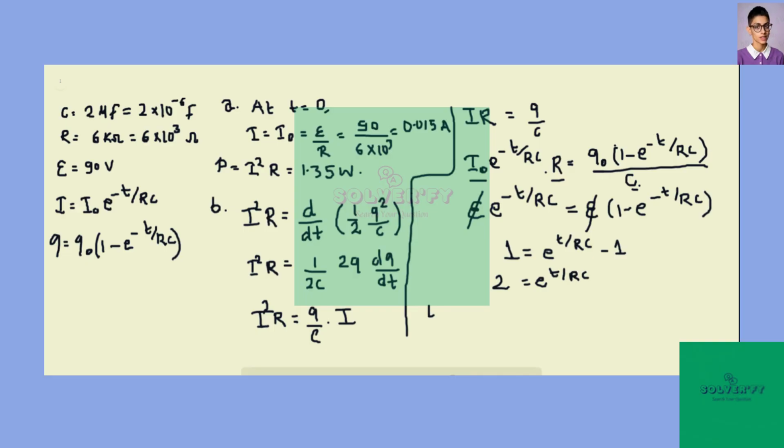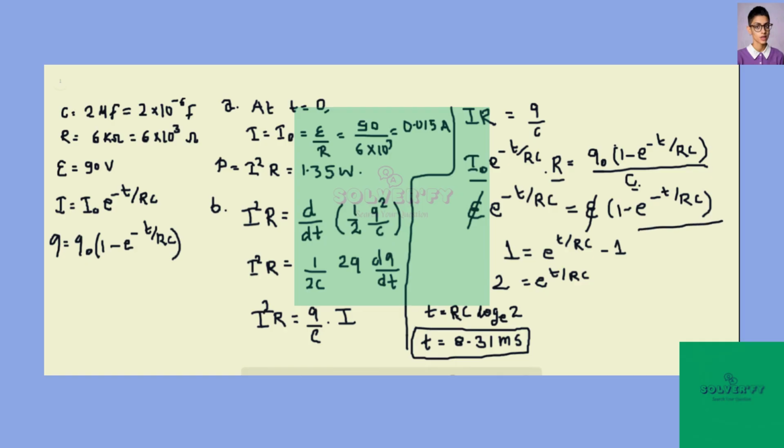So t equals RC log base e of 2. Now you know the value of R, you know the value of C, you know log e 2. Just calculate those all and plug in here. Then this gives me t equals 8.31 milliseconds. So we are done with part B of the question. Now let's move on to part C.